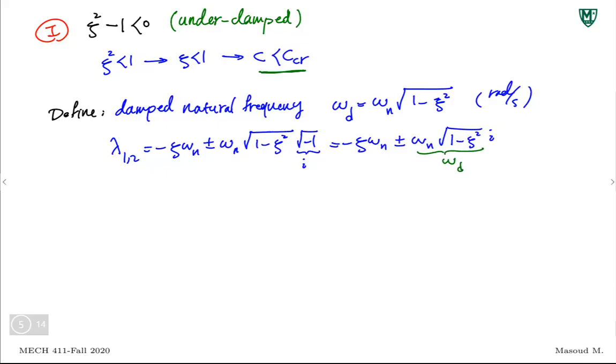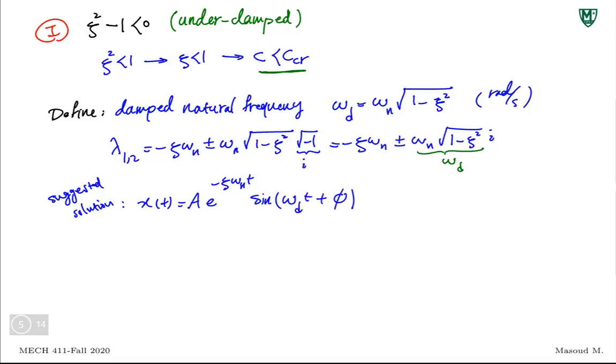Now, what is the general form of the solution? So now I can give you the suggested solution from the differential equation we're dealing with at the beginning, m x double dot plus c x dot plus k x. x of t is A e to the minus zeta omega n t sine of omega d t plus phi. Right? Don't ask me how I came up with this. Take a look at your differential equation notes. Hopefully that refreshes your memories.